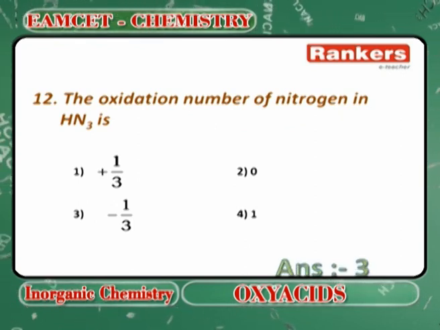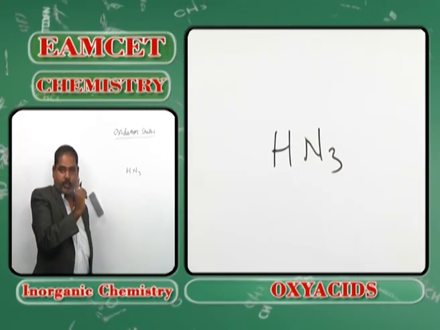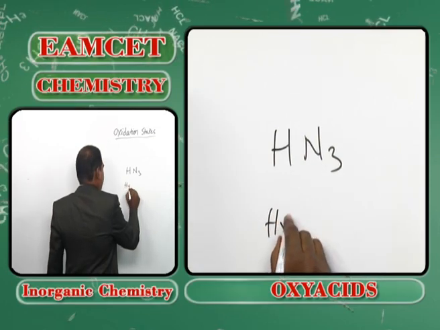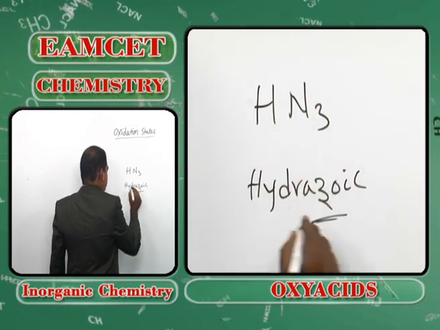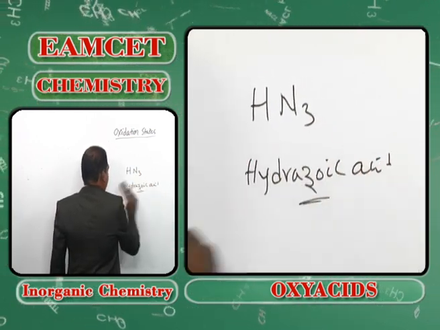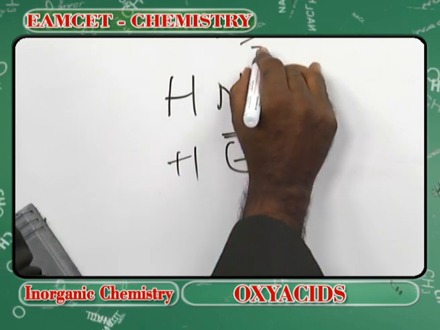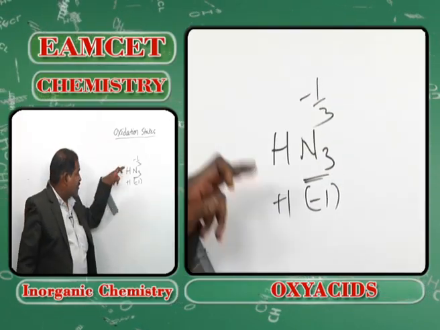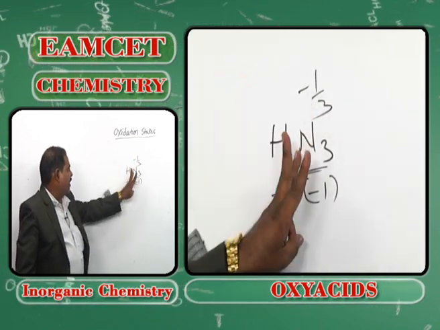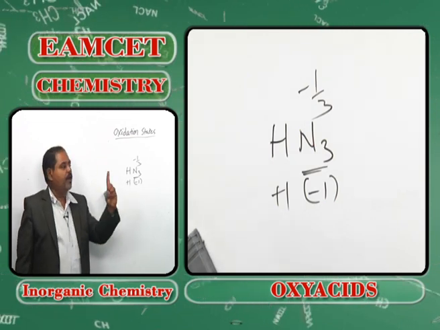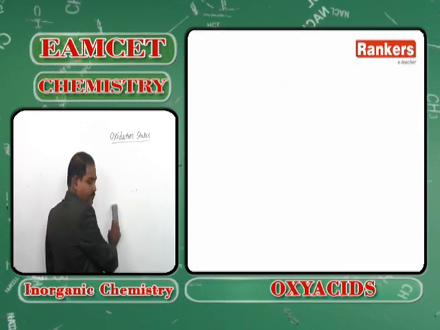The oxidation number of nitrogen in HN3. It is not NH3, mind you. It is HN3, hydrazoic acid. The sound azo refers to nitrogen most of the time. What do you know about hydrogen? It can only be +1 or -1. So the 3 nitrogens together are -1, each nitrogen -1/3. I told you oxidation state does not mean what you get on 3 atoms collectively. Each nitrogen is minus 1 by 3. The correct answer is option number 3. Let's look at the next question.